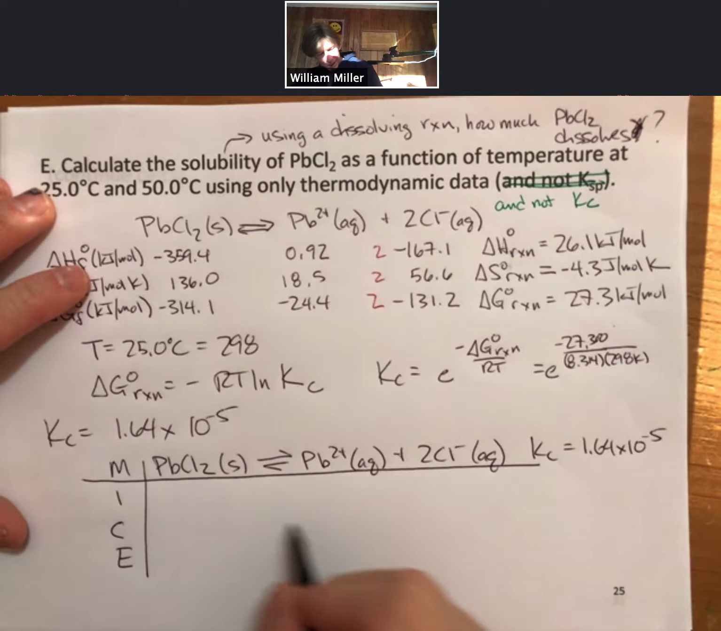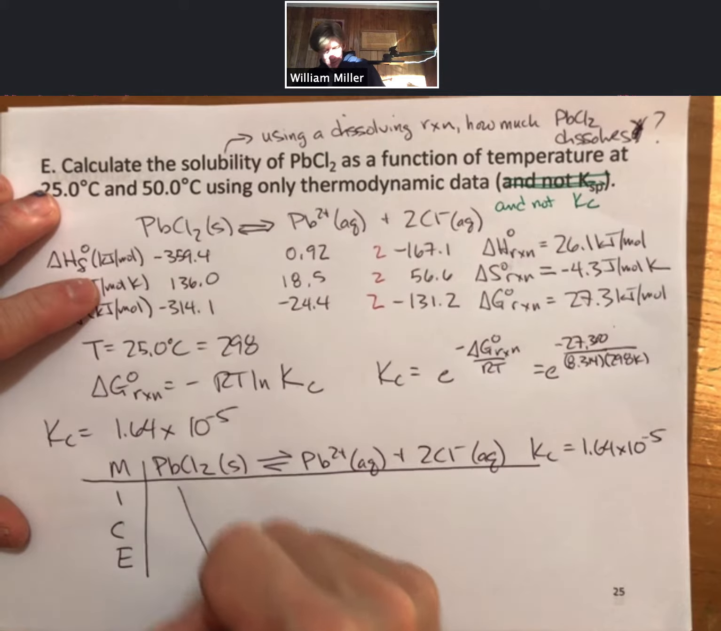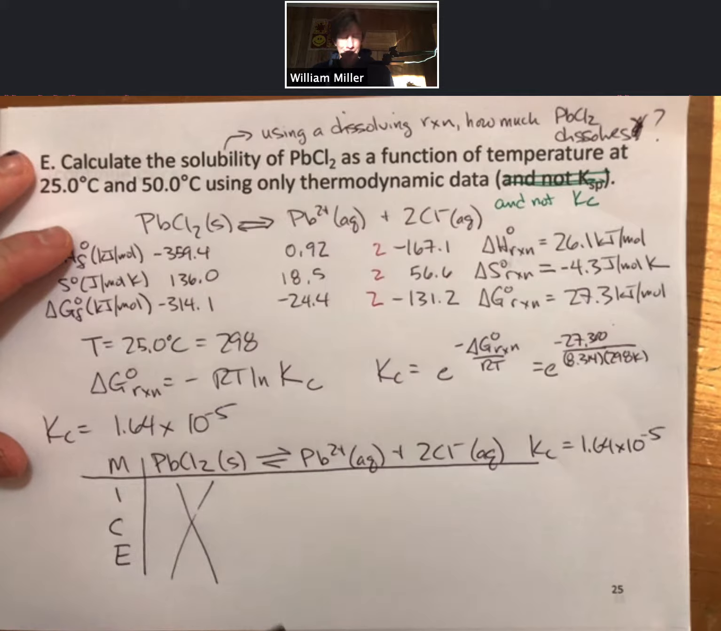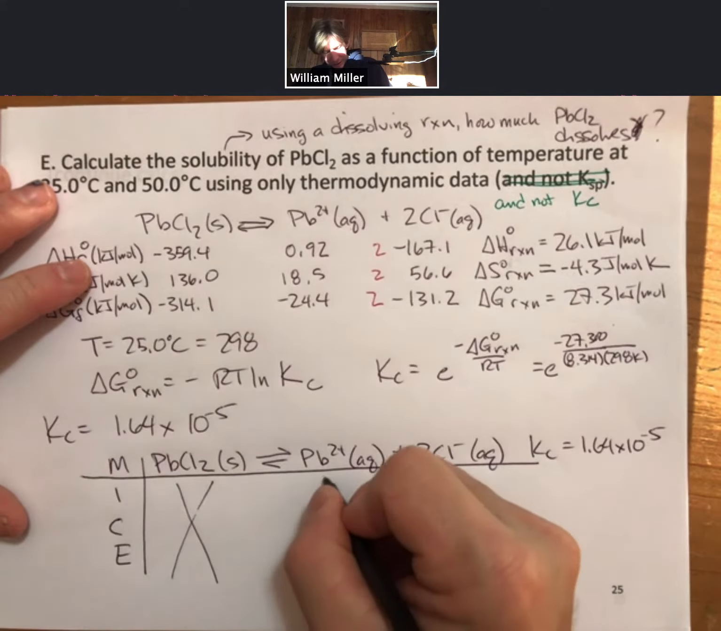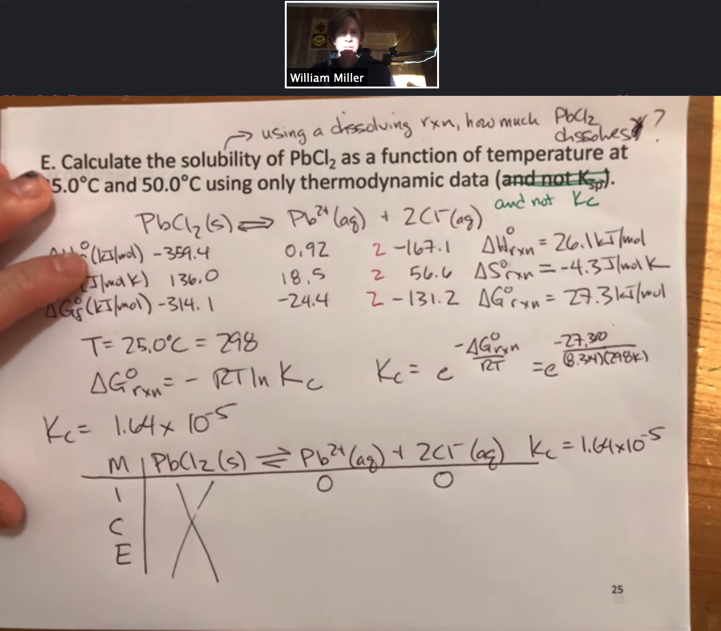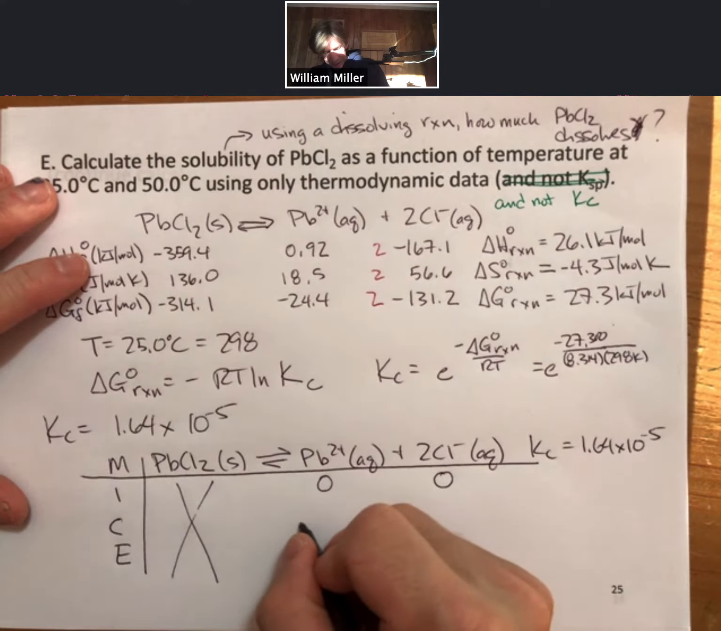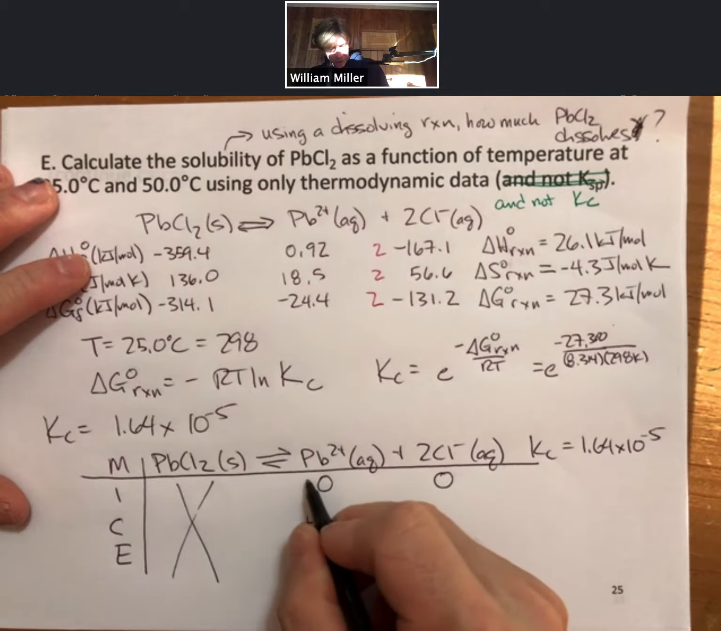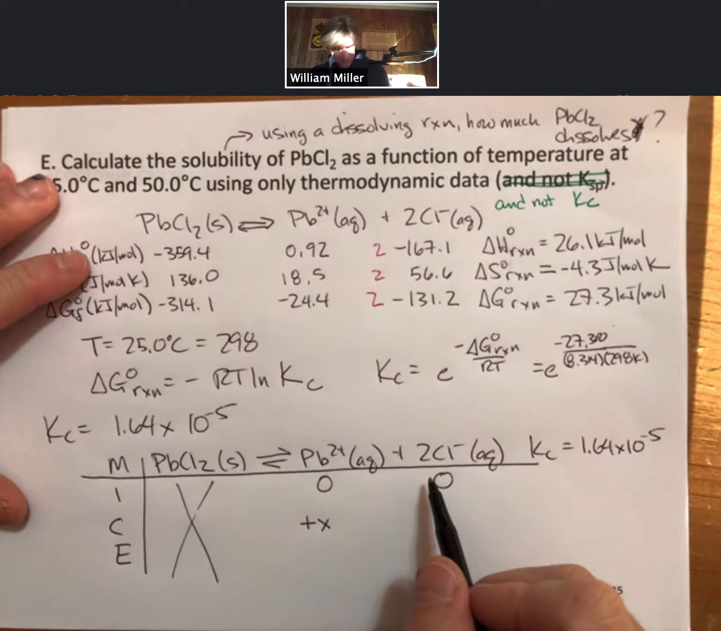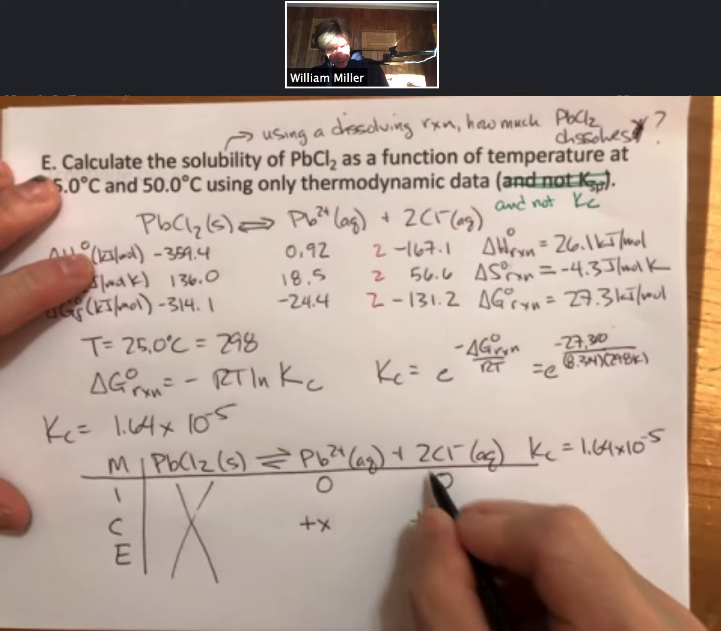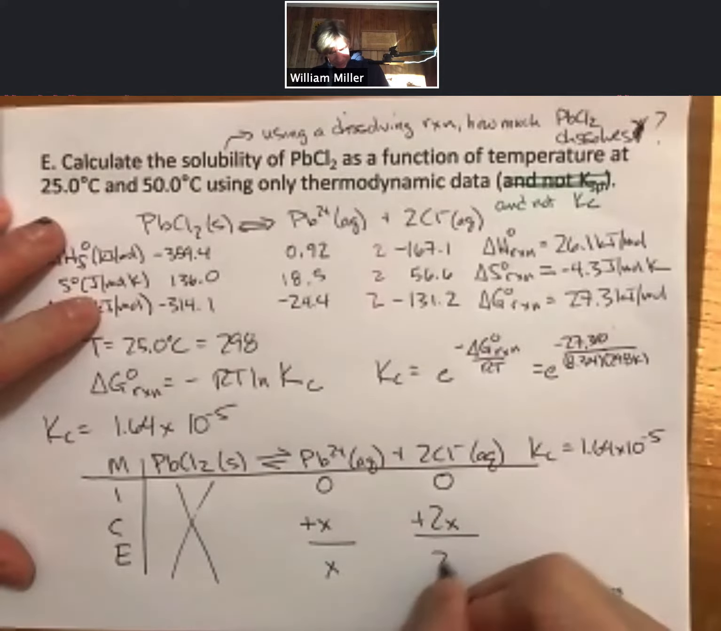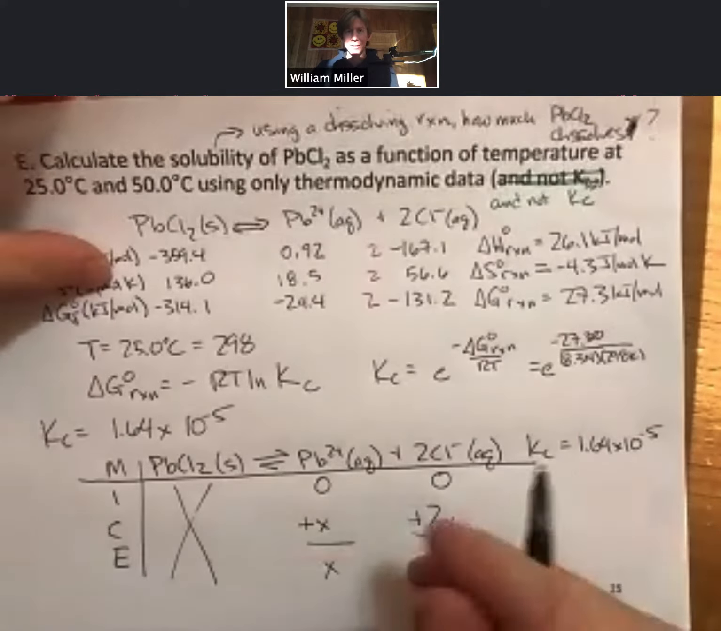And now we have a solid in our ice table. Solids don't show up in equilibrium constant expressions, so we can neglect it. We have 0 here and 0 of our products to start with. We have plus x because we're going to be assuming that only a tiny bit is dissolving. We have plus 2x here, and our equilibrium amounts are right there.